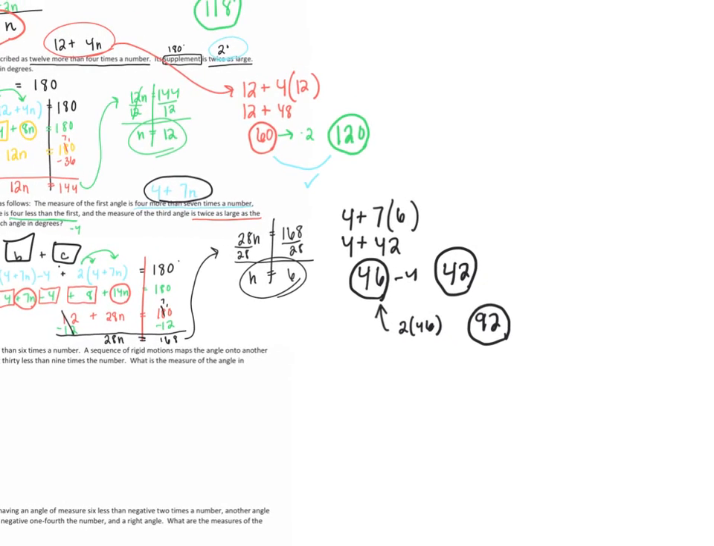How could I check? I could add them up. And if it makes a triangle, they have to add up to equal 180 degrees. So 6, 7, 8, 9, 10. Perfect. 9, 10, 180. It works out.